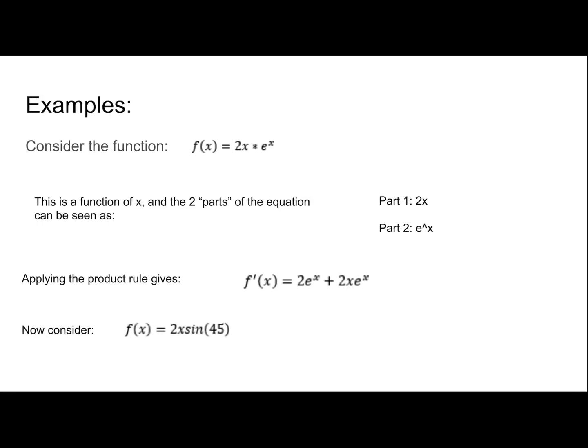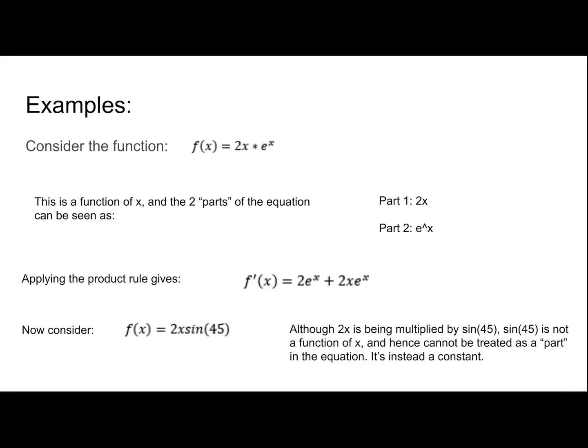Alright, so now let's say the function f of x equals 2x sine 45. So even though 2x is being multiplied by sine 45, some people might argue that since you're multiplying these two things together, then that must be a product. Well, technically, because sine 45 is not a function of x, it cannot be treated as a quote-unquote part in the equation.